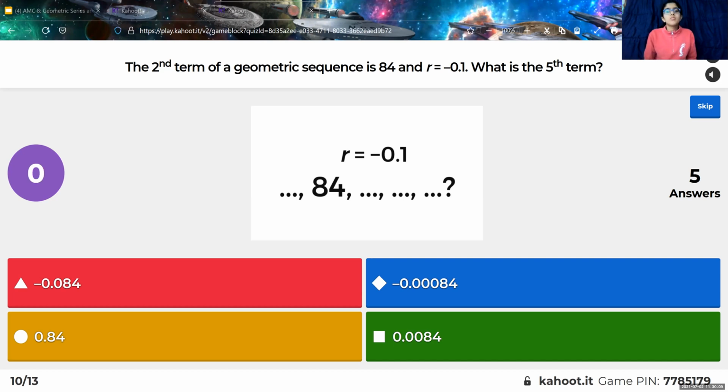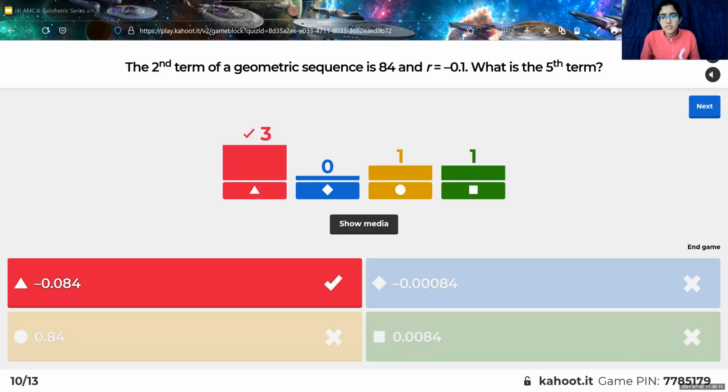So what you would do, so r is negative 0.1, right? When you find that cubed, it's negative 1 over 1,000, right? So you multiply negative 1 over 1,000 by 84, and you get negative 84 thousandths. So that would mean the last number would be in the third place, or 3 places after the decimal, that would be the thousandths place. So you get negative 0.084.